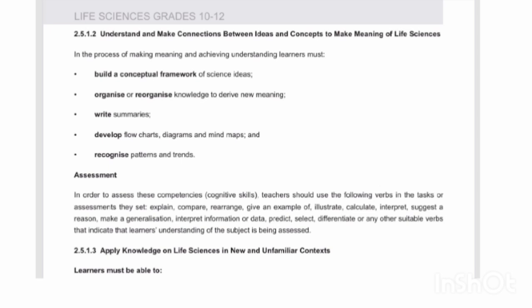In the process of making meaning and achieving understanding, learners must build a conceptual framework, they must organize or reorganize knowledge, they must write summaries, they must develop, and they must recognize. The CAPS document also outlines the criteria for assessing learners in life sciences, which includes conceptual understanding, application of knowledge, and reasoning.